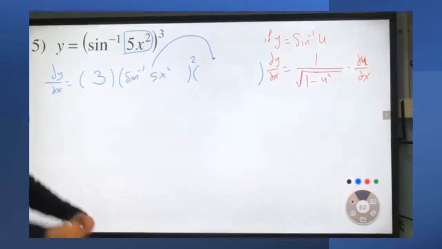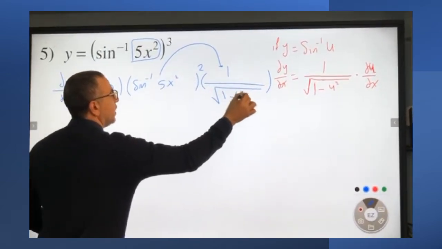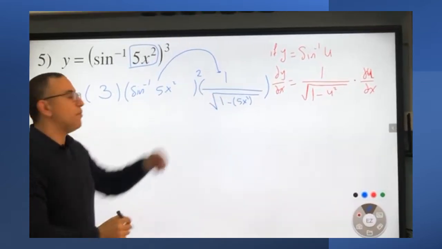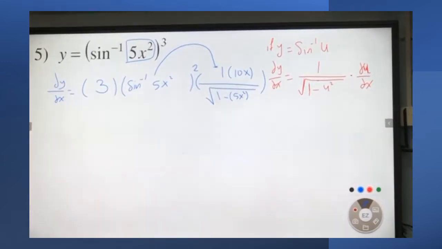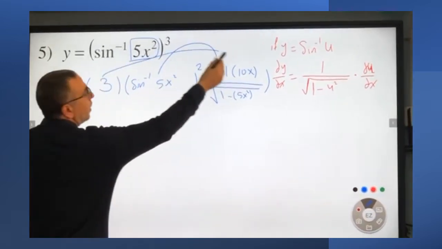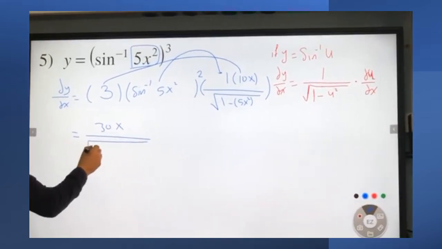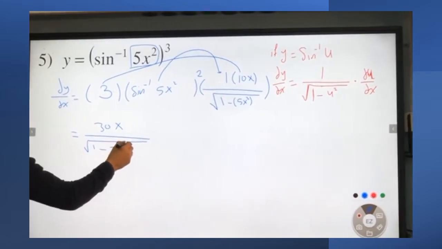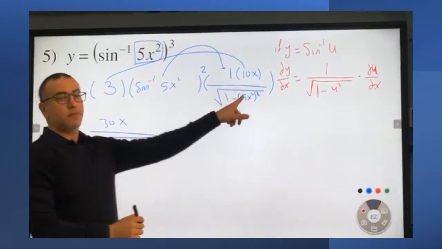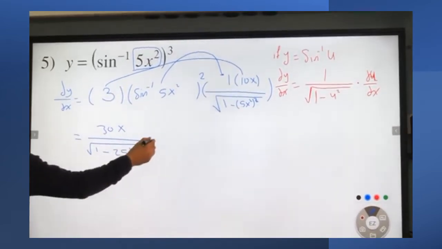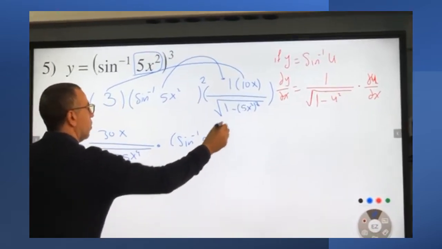And the derivative of this function is 1 over the root of 1 minus 5x squared, and above I'm going to write the derivative of 5x squared, which is 10x. Now let's simplify it. 3 multiplied by 10 is 30x divided by 1 minus 25x squared. So x to the power 4, since 2 times 2 is 4, multiplied by sine inverse of 5x squared all to the power of 2.